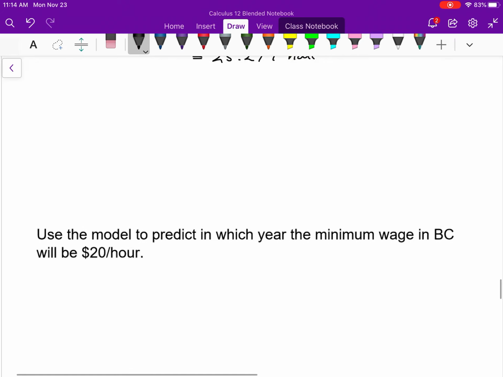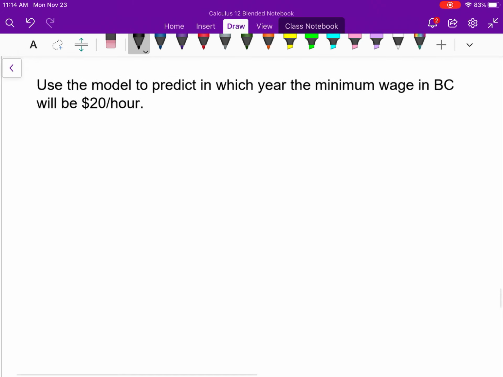And then the other way around, use the model to predict in which year minimum wage will be $20 an hour. So for this, I know the output is 20. I want to solve for t. So how do I do that? Well, first, let's divide both sides by 6.75.